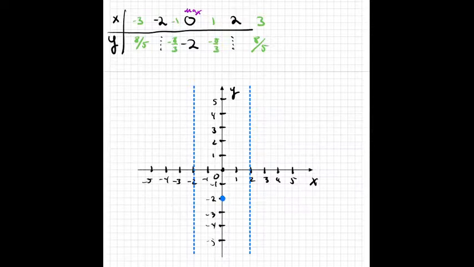We got our max. And then let's plot these few additional points. So negative 3, positive 8 over 5. Oh, we had a horizontal asymptote. I think we said y equals 0, right?